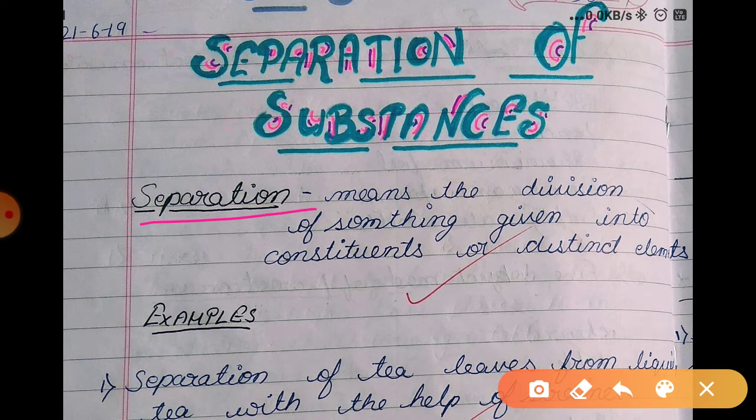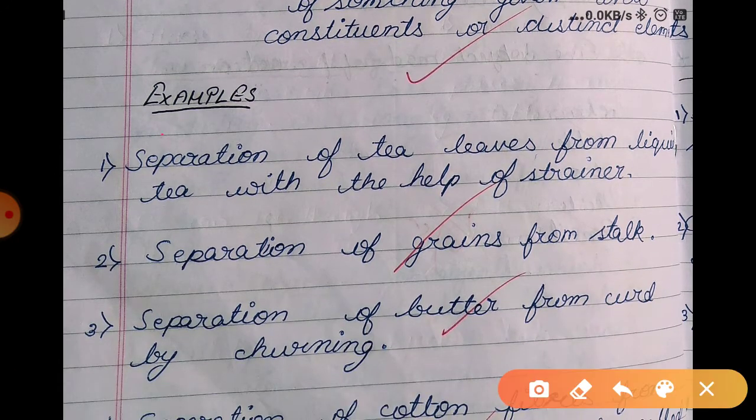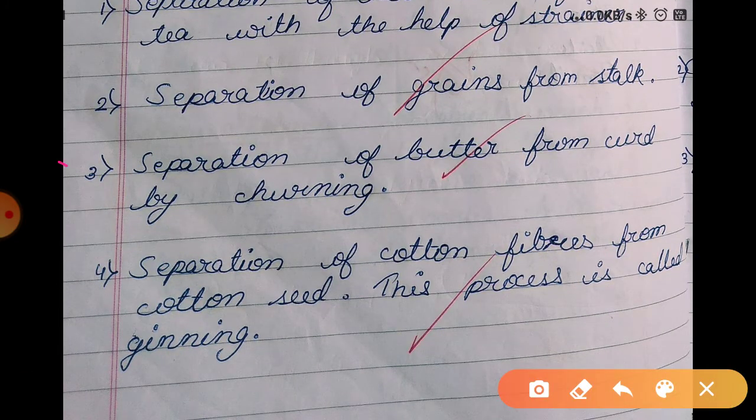Separation means the division of something given into constituents or distinct elements. Example number 1, separation of tea leaf from liquid tea with the help of a strainer. Number 2, separation of grains from stalk. Number 3, separation of butter from fat, or churning. Number 4, separation of cotton fibers from cotton seed. This process is called ginning.